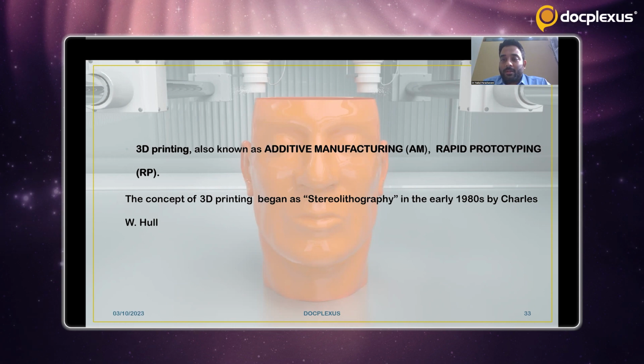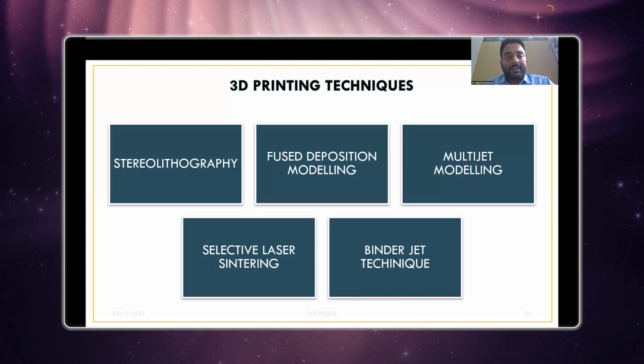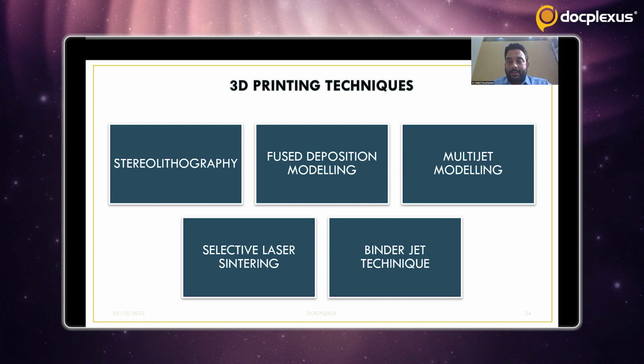Stereolithography enables the creation of an object, usually by curing a photoreactive resin with an ultraviolet laser in a layer by layer fashion. Since then, different 3D printing processes have been developed for various other applications, so we'll briefly discuss them. The various 3D printing techniques are stereolithography, fused deposition modeling, multi-jet modeling, selective laser sintering, and binder jet techniques.